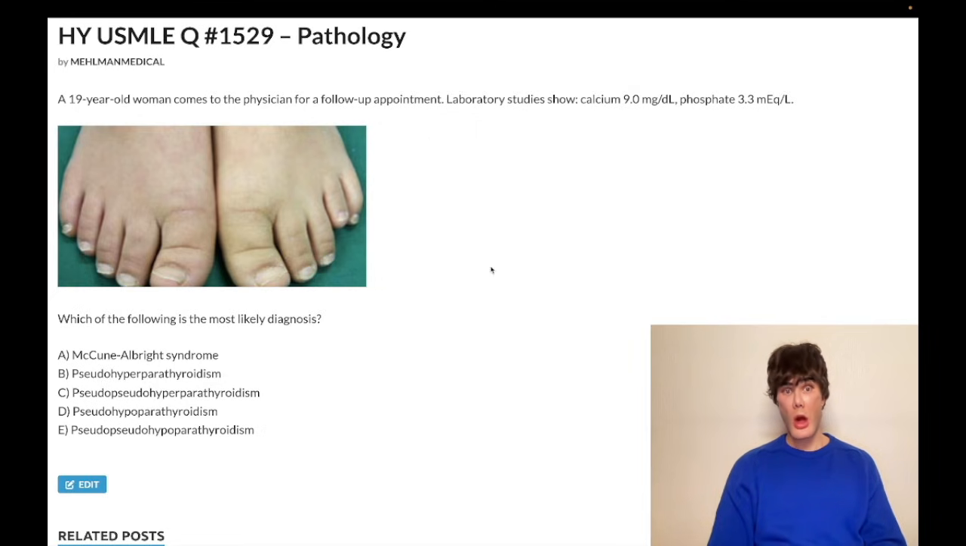So McCune-Albright syndrome is that triad. It's an activating mutation, post-fertilization mitotic error, whereas pseudo and pseudopseudo are inactivating mutations in the maternal versus paternal alleles, respectively. McCune-Albright syndrome? Wrong answer.